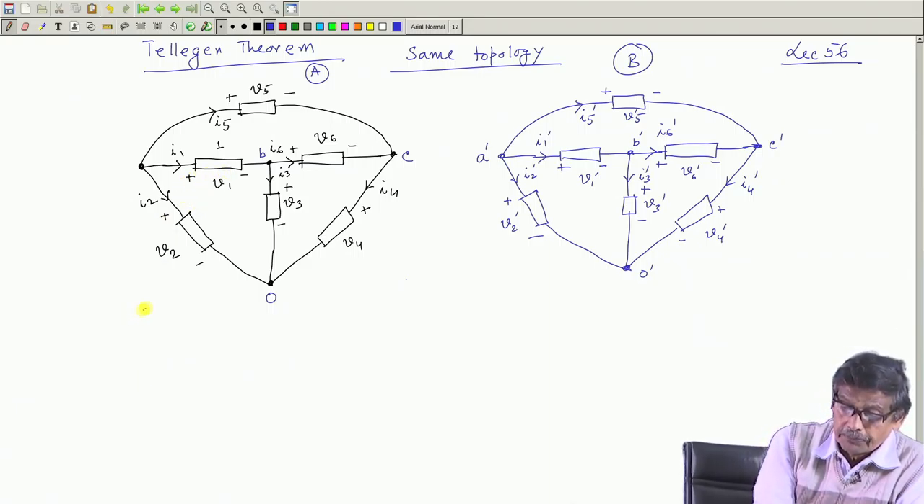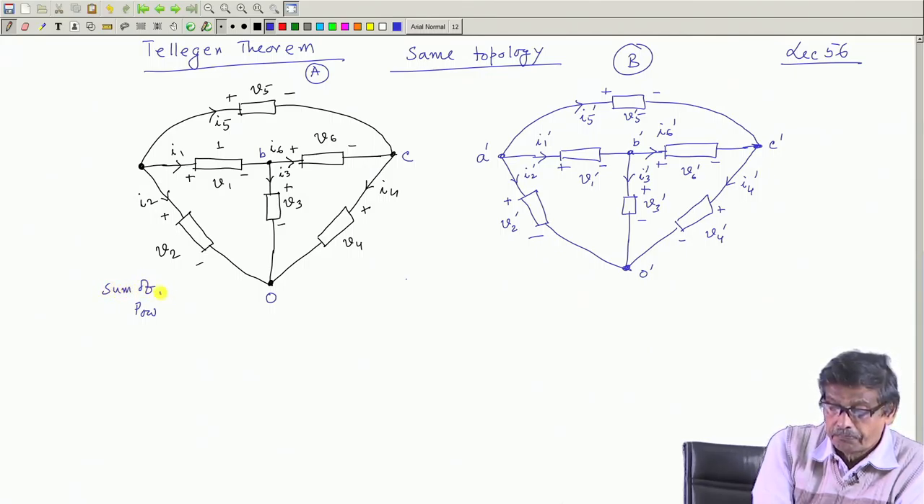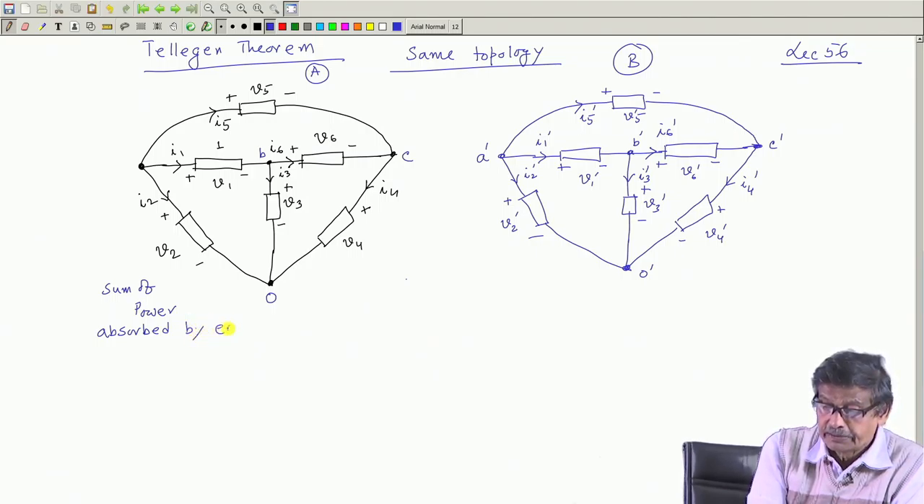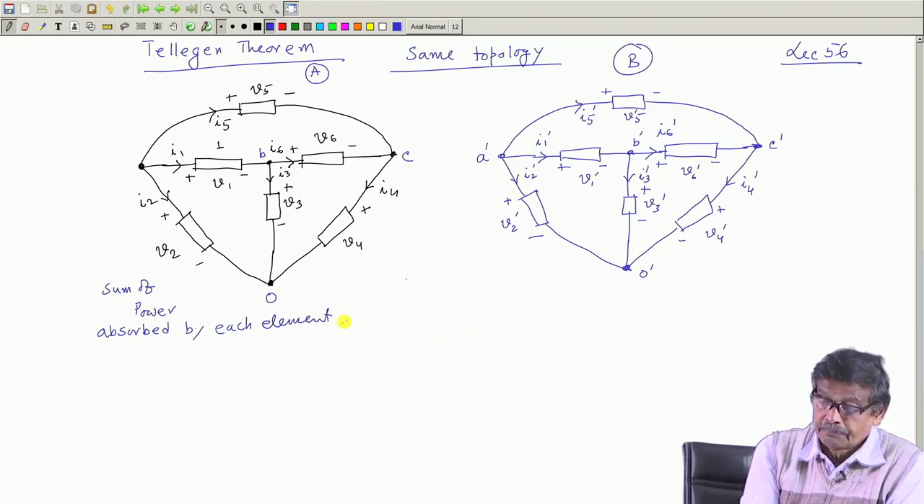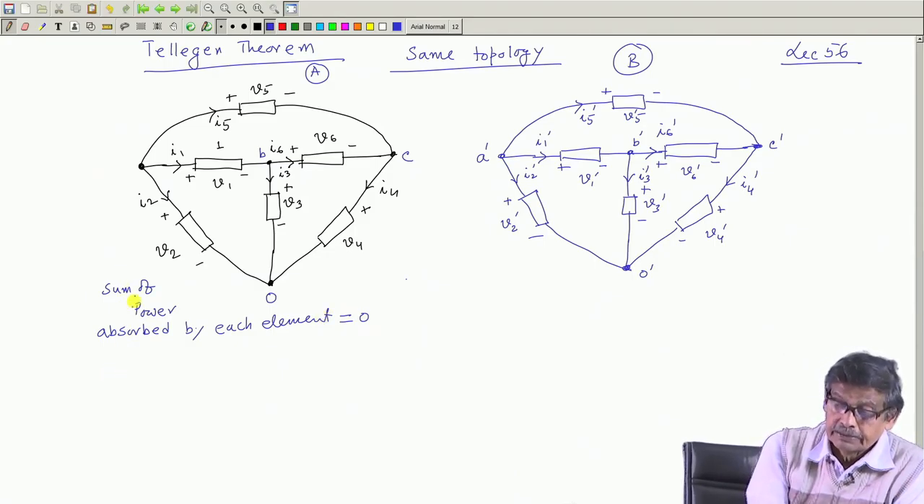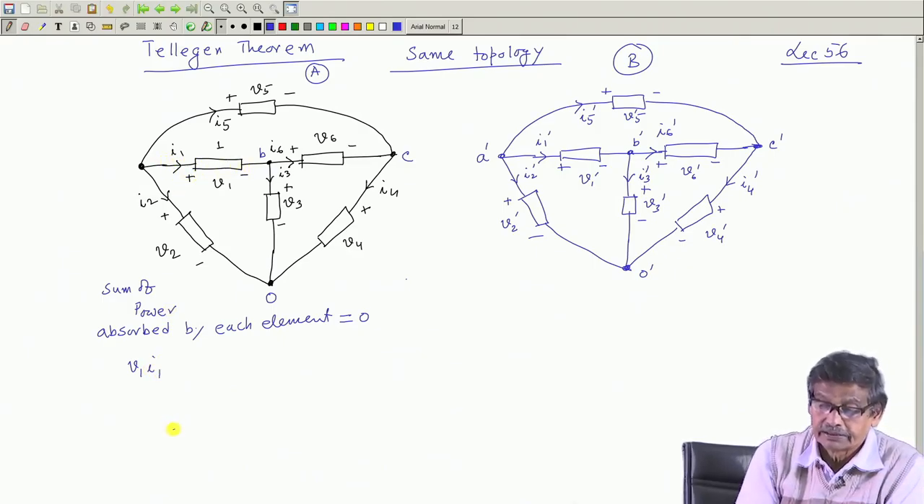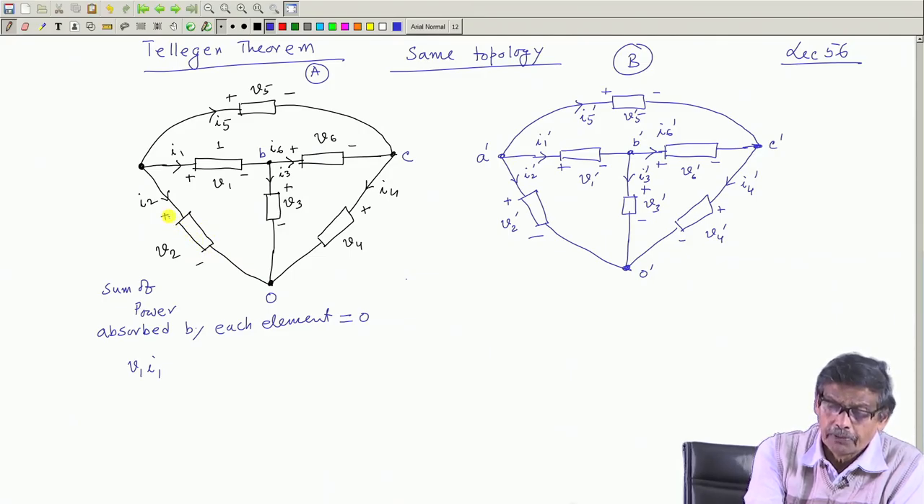Now, what is the power absorbed? The sum of power absorbed by each element must be 0. What is that? Power absorbed by element 1 is V1 I1, so the plus current is entering. Is element 2 absorbing power based on the voltage polarity and the current direction? Yes, it absorbs, so plus V2 I2.